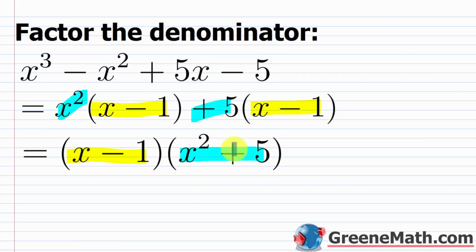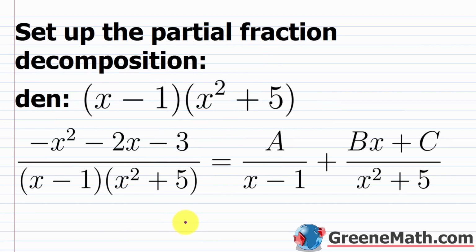Now, x squared plus 5, you can't factor that using rational numbers, so this is going to be an irreducible quadratic here. And so now we'll just set up the partial fraction decomposition. Again, if the denominator is x minus 1 and then times the quantity x squared plus 5, we're going to say that this guy right here is equal to a over x minus 1. So that's coming from this right here. And then plus your bx plus c over your x squared plus 5. So coming from this guy right there.